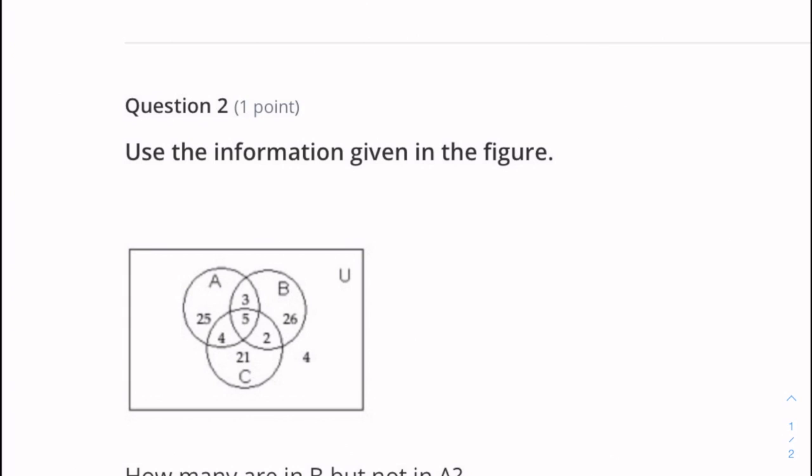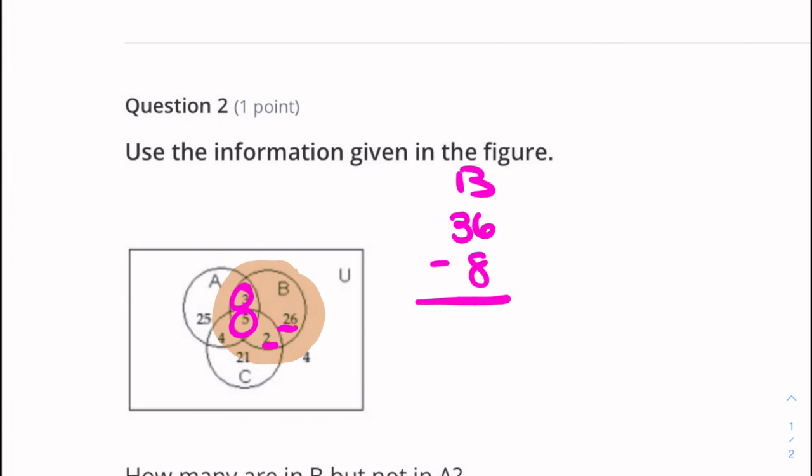And we're going to look at how many are in B but not in A. So we're looking in the circle B that I highlighted here in orange. And we have a total of 26 plus 2 is 28, plus 5 plus 3, which is 36. There's 36 altogether in B. But 5 and 3 are both shared in B as well, and they're also in A. So I want to subtract that 8 that is in A and B.